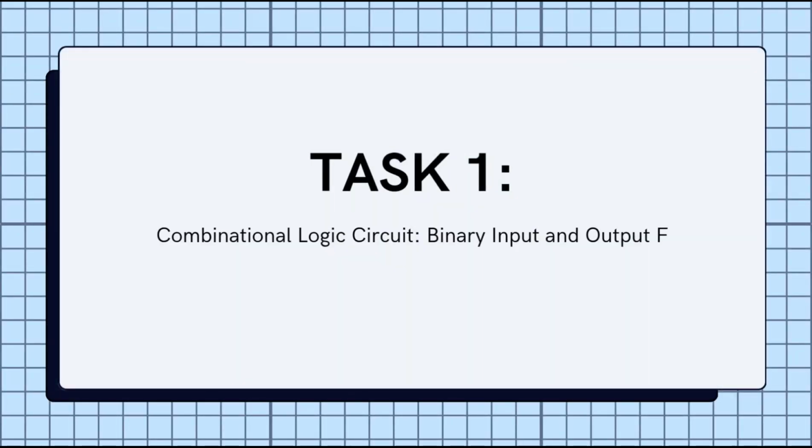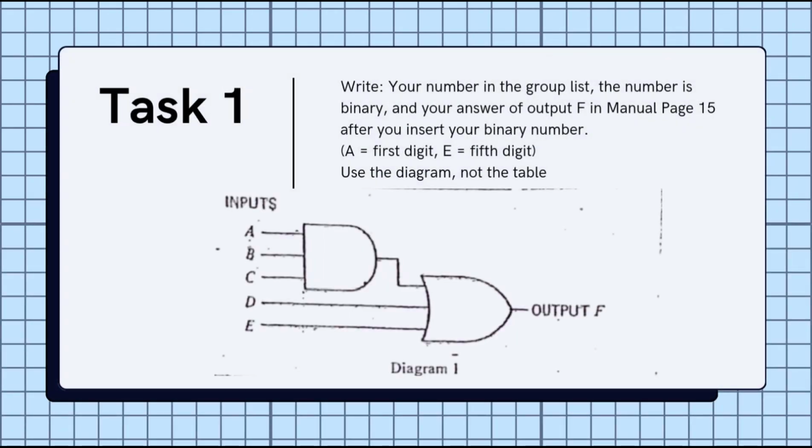I am going to perform task 1, conventional logic circuit, binary input and output F. Task 1, write your number in the group list. The number is binary and your answer of output F is in manual page 15 after you insert your binary number. A is the first digit and E is the 5th digit.